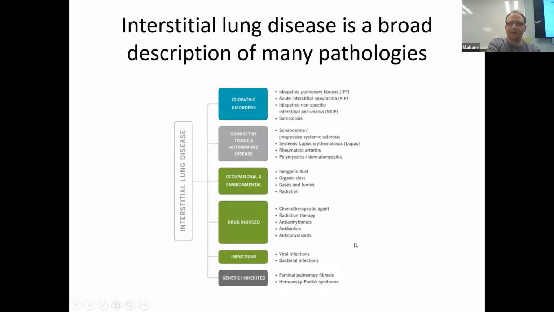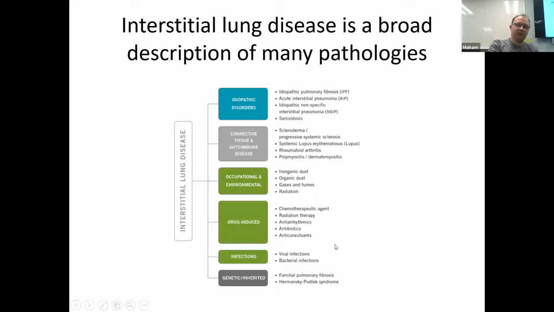Drug-induced is a broad category that is, once again, important to rule out when you see parenchymal changes with restrictive lung disease, because many of these can be reversible as well, some of them simply by withholding the offending agent, and others with steroids or time.